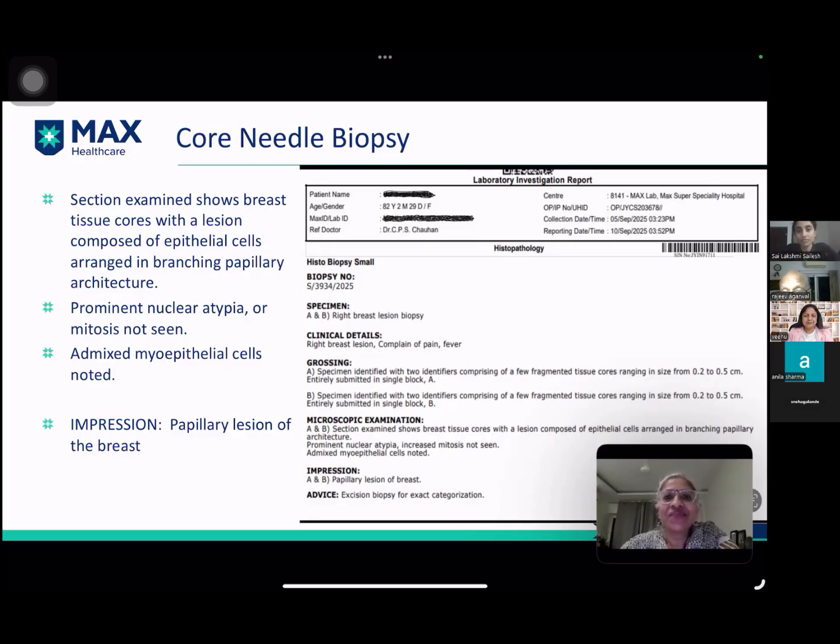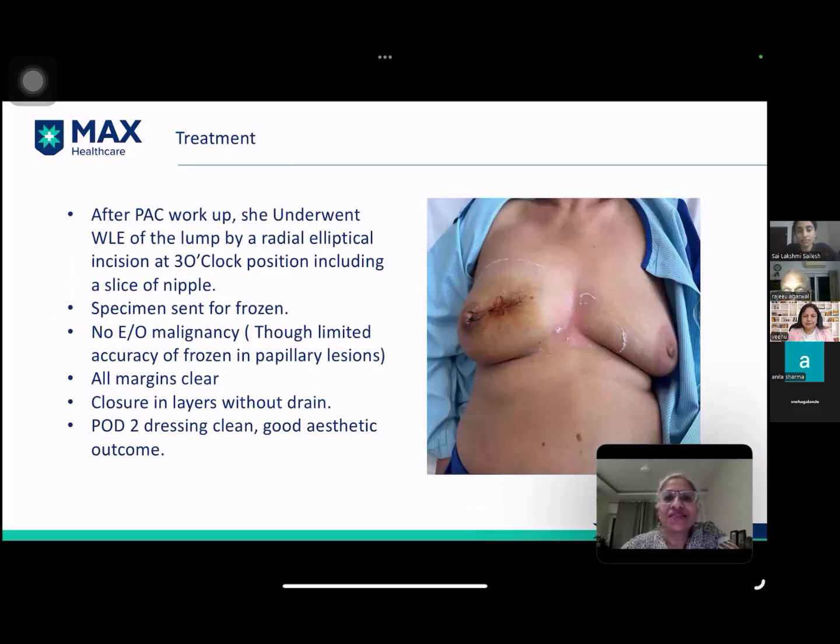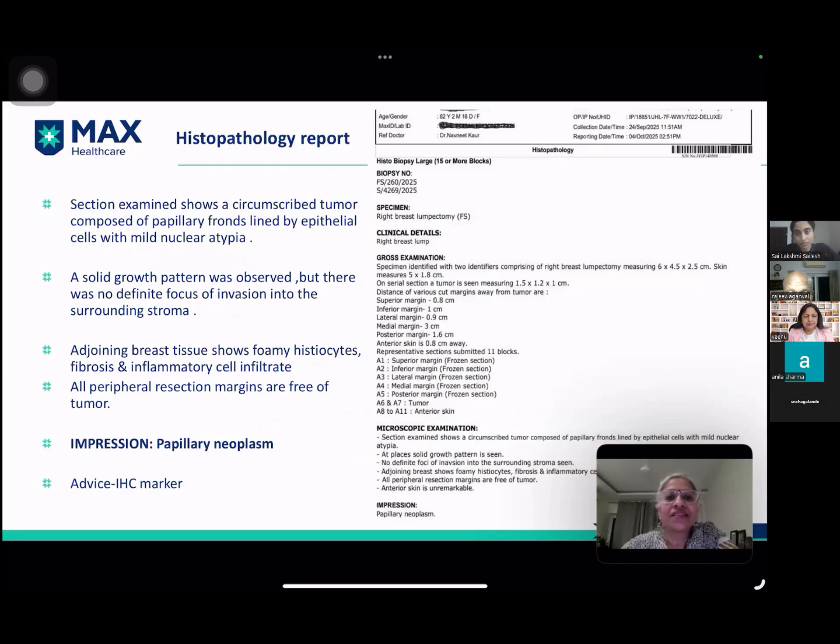Ma'am, after the final report of the core needle biopsy, we advised the patient to undergo a wide local excision of the lump, and the specimen was sent for the final histopathological report. It shows a solid growth pattern with papillary fronds lined by epithelial cells and mild nuclear atypia.